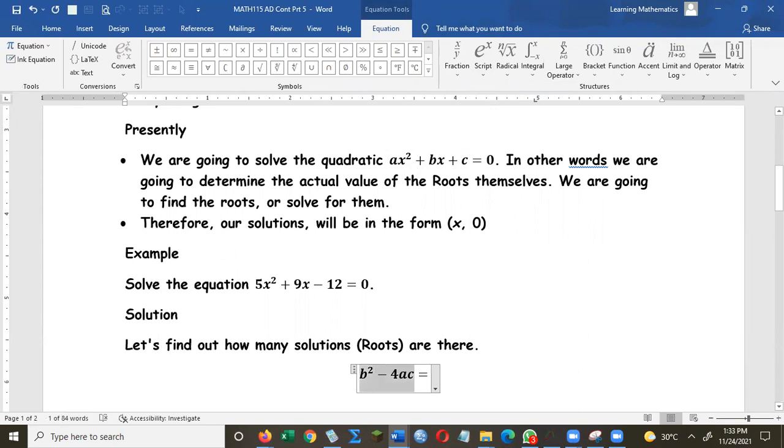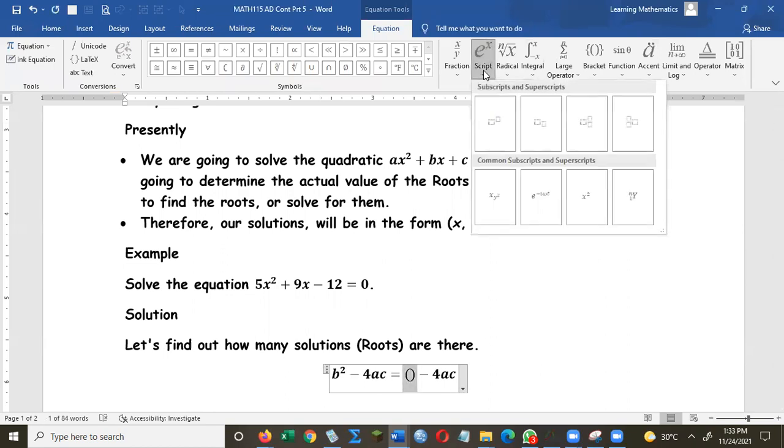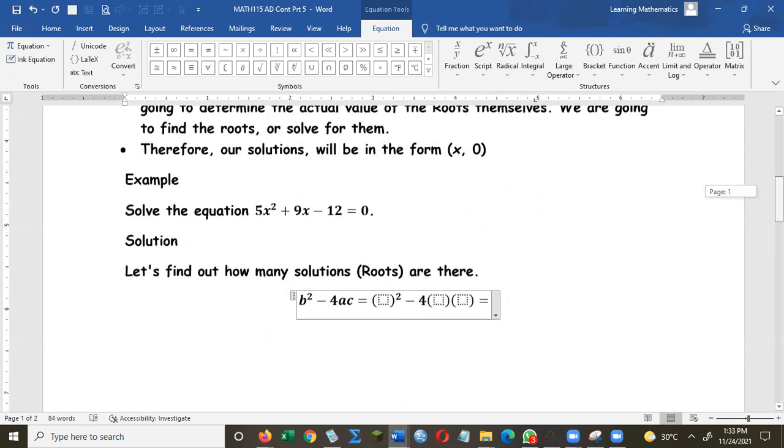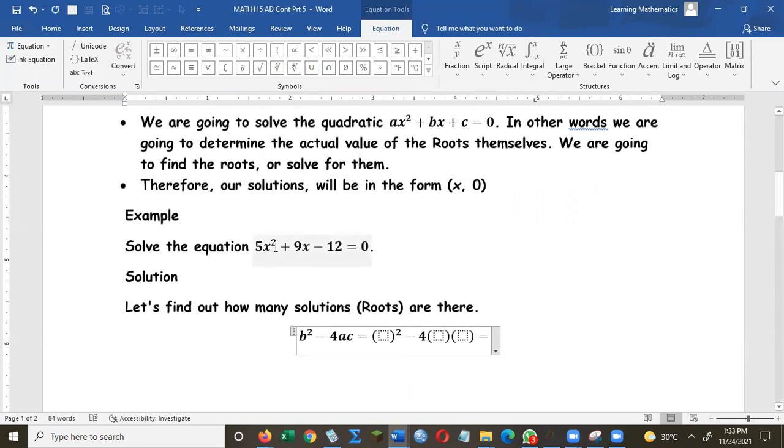Can anybody tell me what values to substitute here? What is b squared? I repeat, we are just verifying how many roots, just for sport, just for revision. We're just trying to determine how many roots before we get the solution. What number comes there?